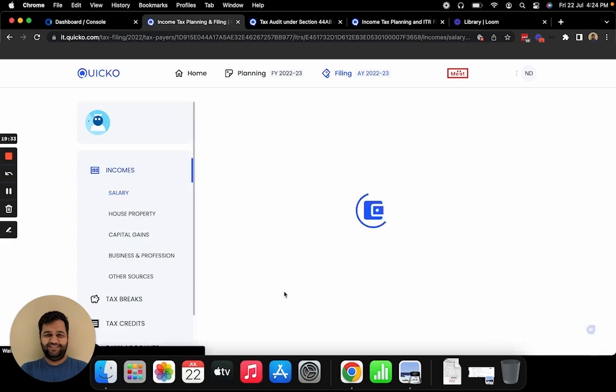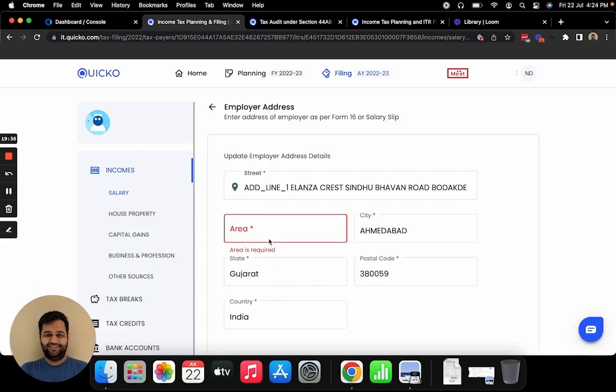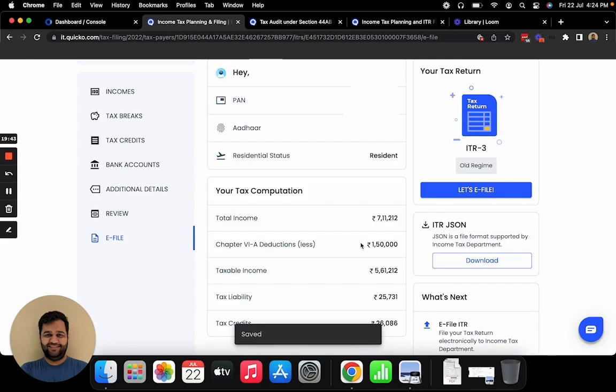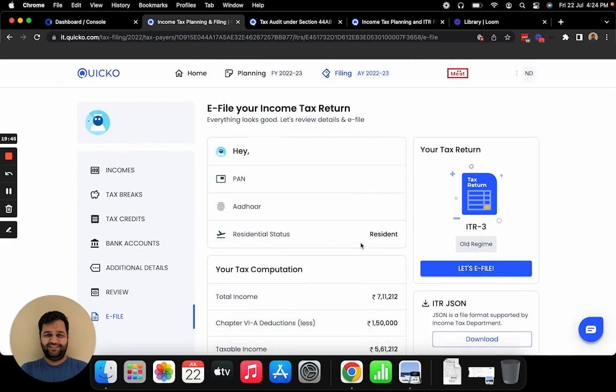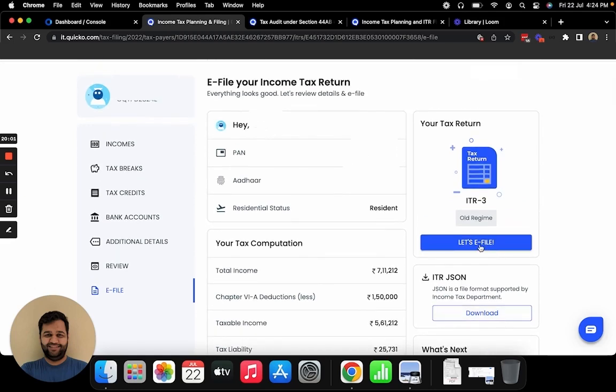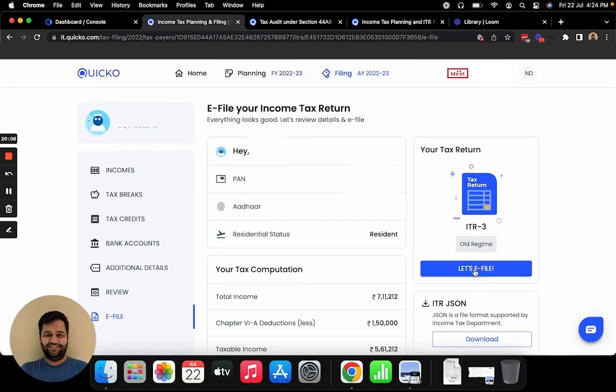It says my employer address is not pre-filled. Let's fix that. And there we go. As soon as I fixed the errors it prompted, it's now allowing me to file my income tax return. All the information about my profile and tax computation is mentioned here. I can also download ITR JSON just for my reference. However, I can very easily e-file my income tax return. So let's go ahead and file our income tax return.